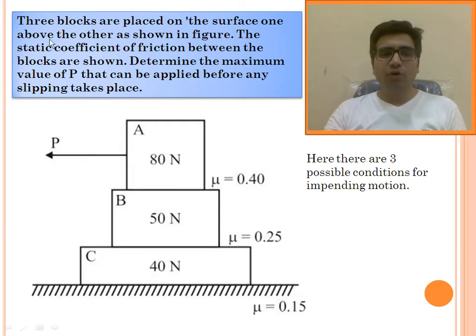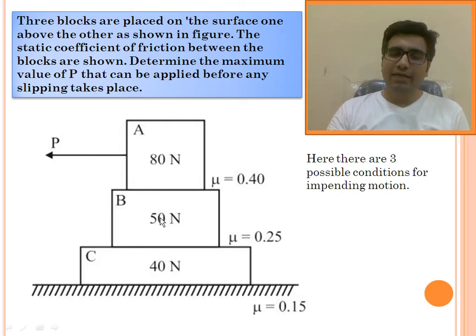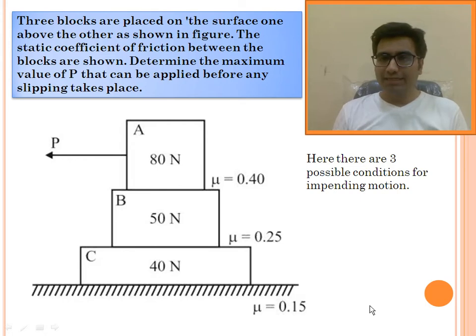When we apply a force P like this, there are three possibilities. Possibility 1, only block A will slide, and B and C will remain in the same position. Another possibility, A will slide with B, that is, A and B are going to slide together and C will remain at rest. Third possibility, all three blocks will slide with respect to the ground. So there are a total of three possibilities: only the upper block will move, only the upper two blocks will move, or all three blocks will move.